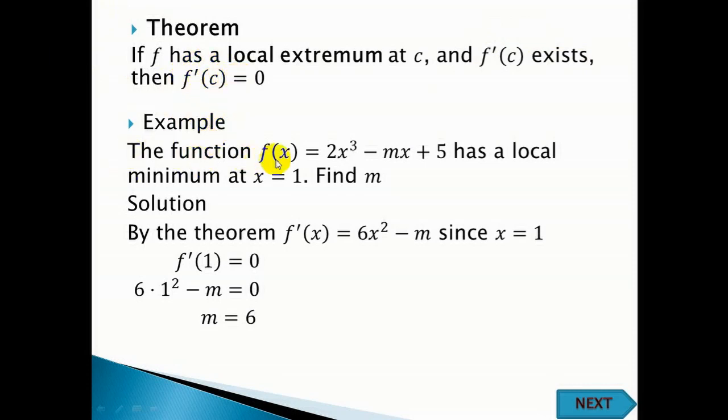So, for example, the function f(x) = 2x^3 - mx + 5 has a local minimum at x = 1. Find m. Solution: because we know this has a local minimum, the derivative of this function must be 0 there. But it has a local minimum at x = 1, so you substitute x = 1 into the derivative, and you get m = 6. Did you understand, everyone?